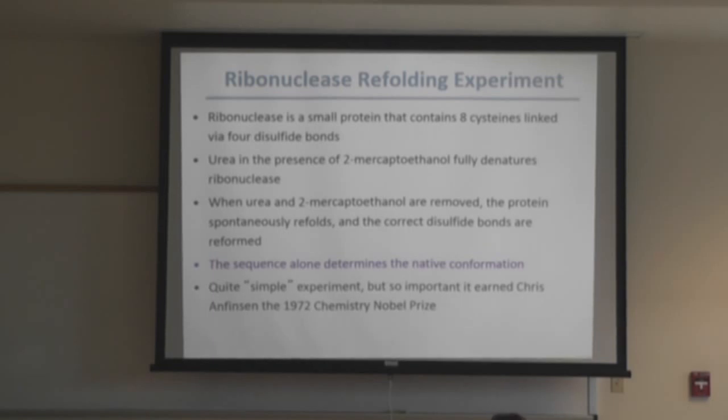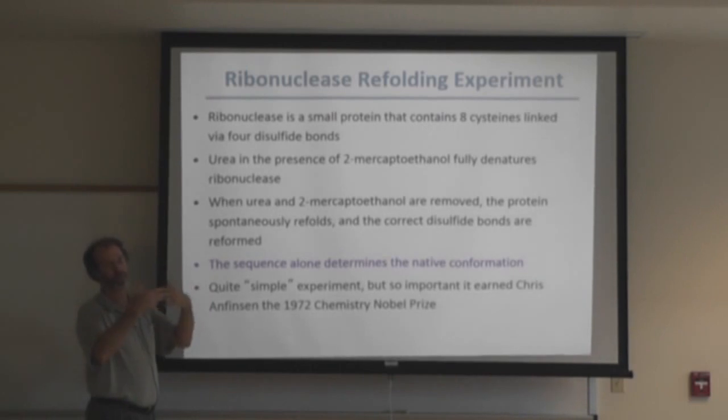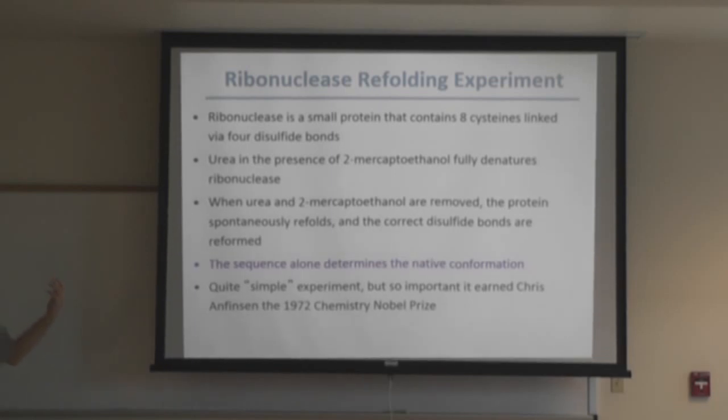So they did this experiment, a ribonuclease refolding experiment. And ribonuclease is a small protein that contains 8 cysteines linked via 4 disulfide bonds. So these have disulfide structure. So if you think about it, you unfold it and break those disulfide bonds. Why would it refold the exact same way? Wouldn't it just make different new disulfide bonds?